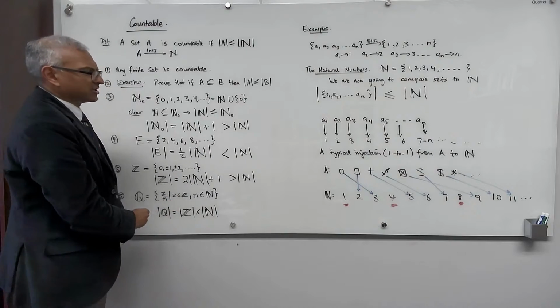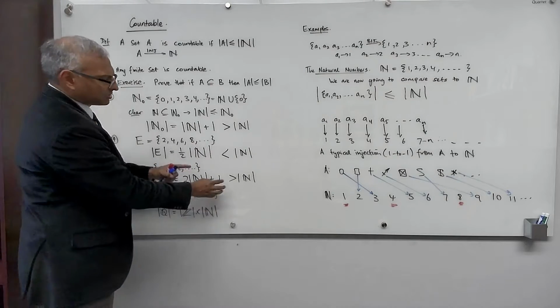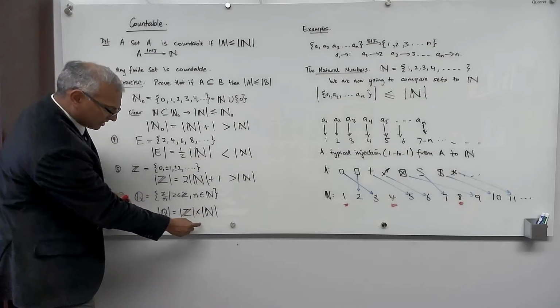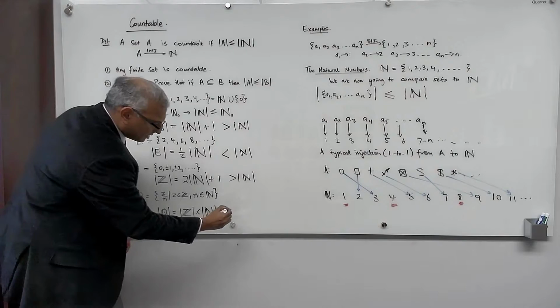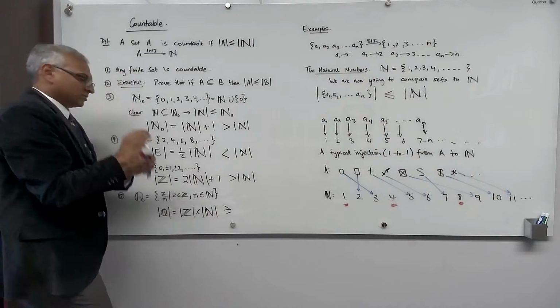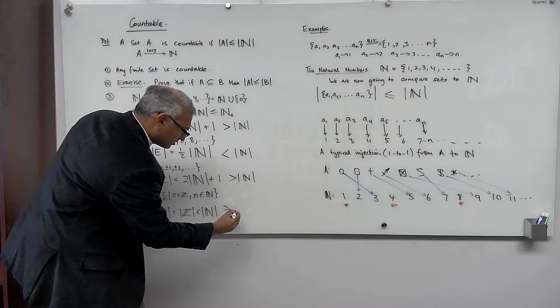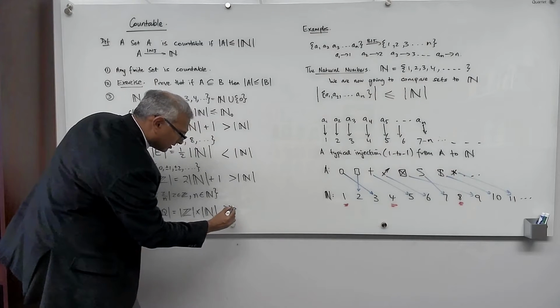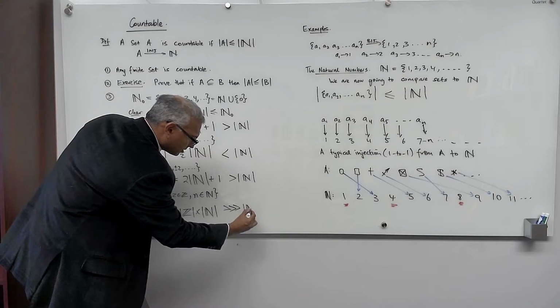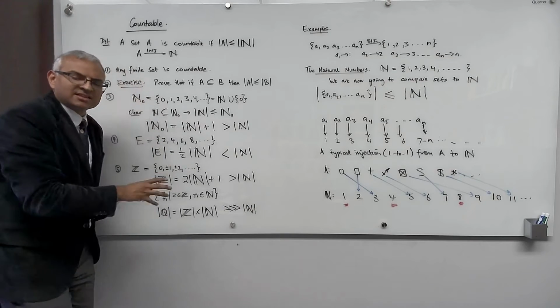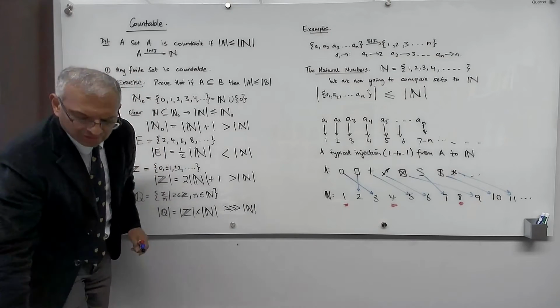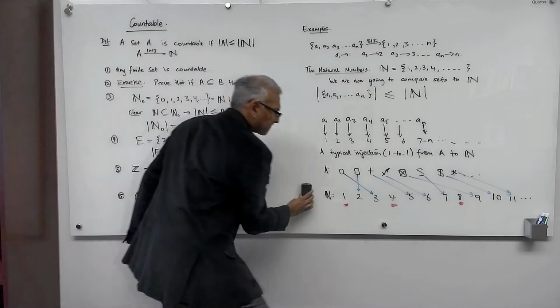I should not be able to find an injection from those sets to the natural numbers because we are expecting them to be bigger. In fact, in this case, it's much bigger. It's infinitely bigger. It's infinity times the cardinality of the natural numbers. So this is much bigger than the cardinality of the natural numbers. Okay, so let's erase and come back and compare these sets formally with the natural numbers using the concept of injection.